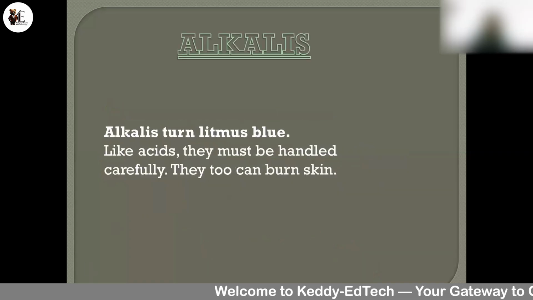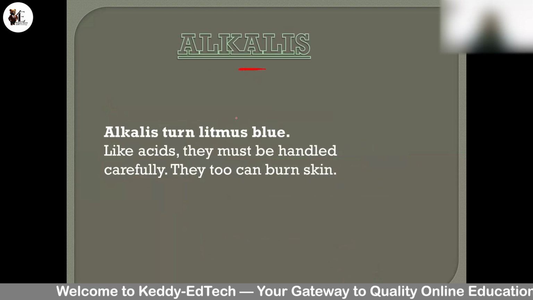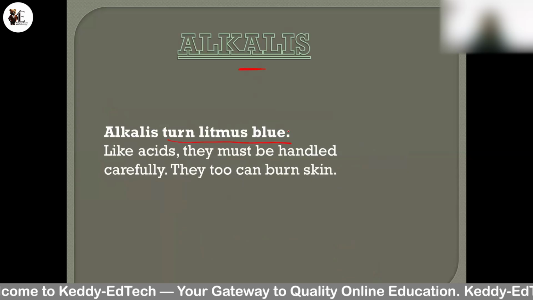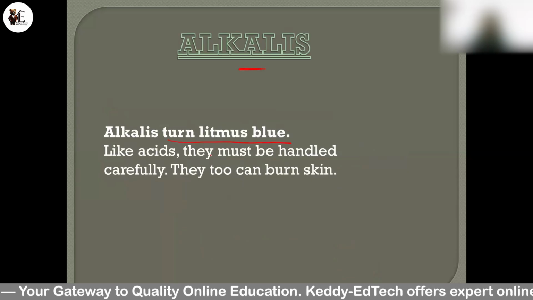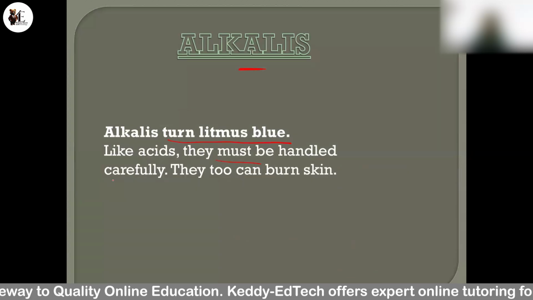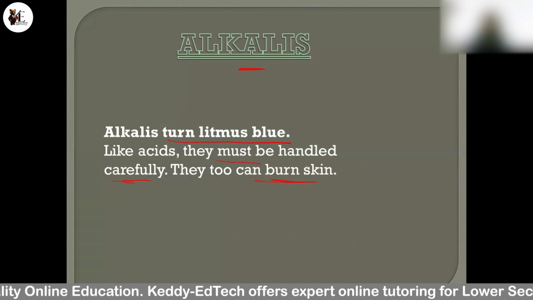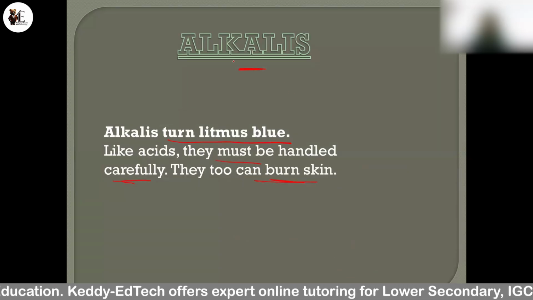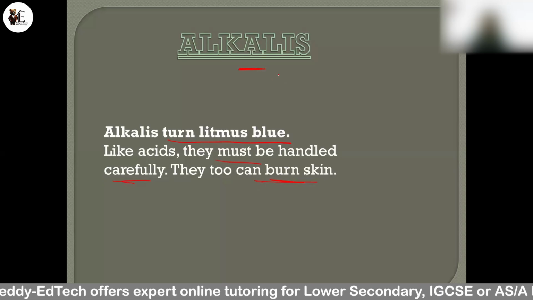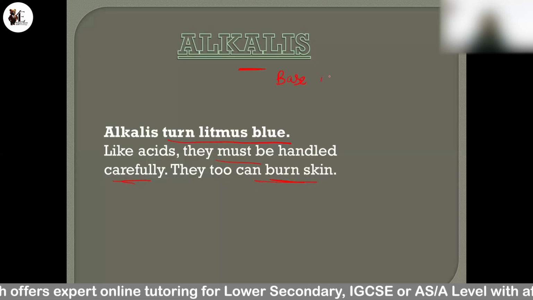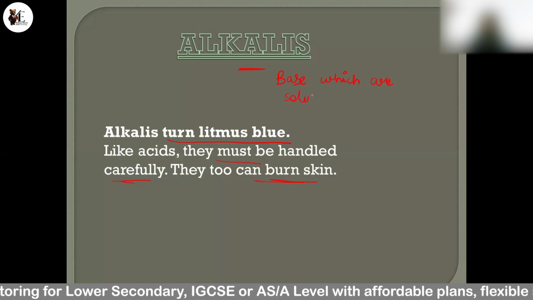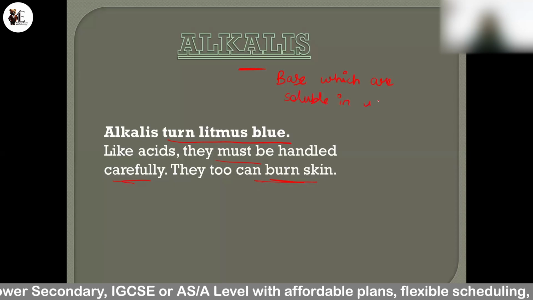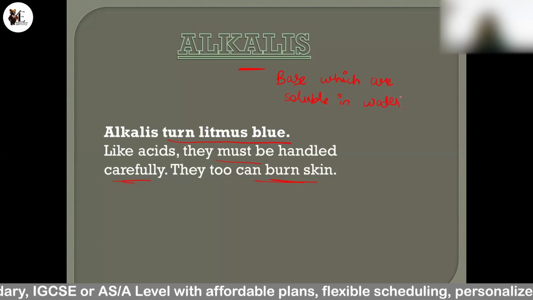Next is alkalis. So we have read about alkalis. Now what is the effect of alkali on the litmus? It turned litmus blue. So remember, acids turn litmus red. Alkalis turn litmus blue. Like acids, they must also be handled carefully. They too can burn, they may be corrosive. Okay, so what are alkalis? Bases which are soluble in water are known as alkalis.